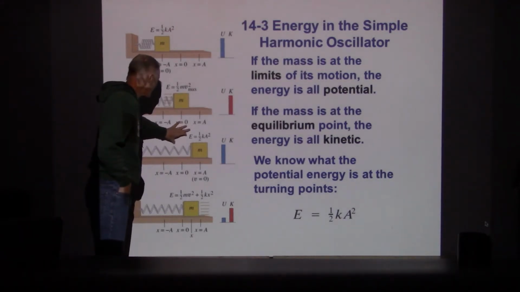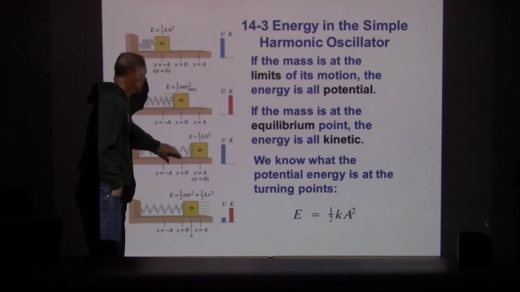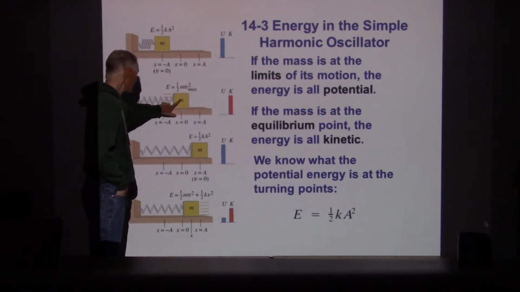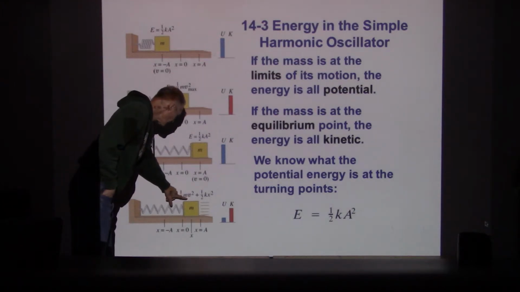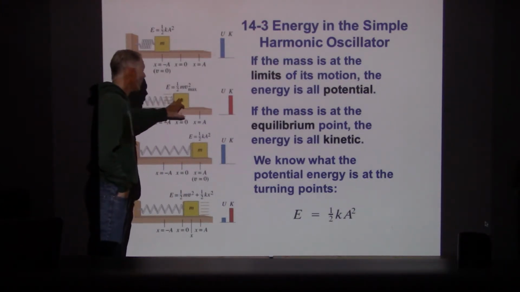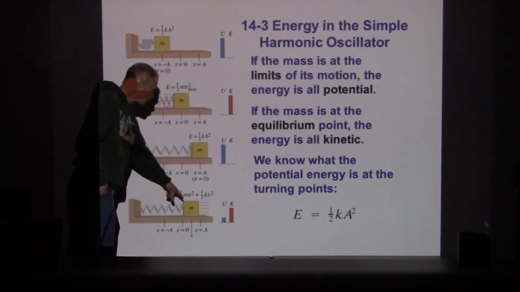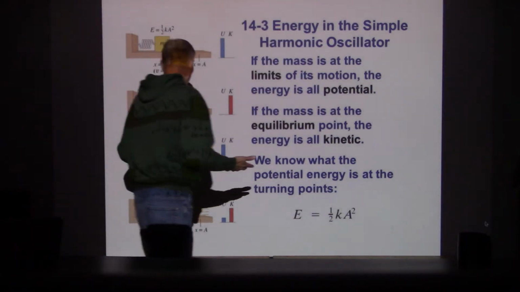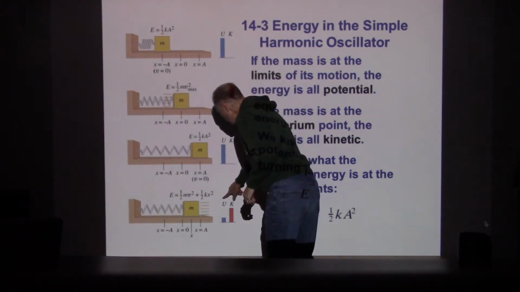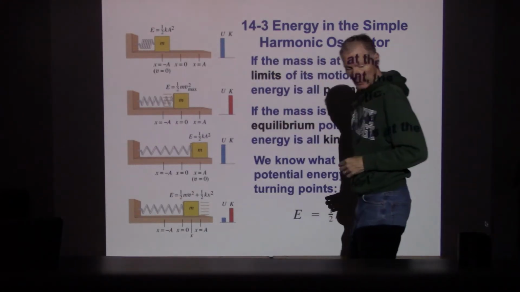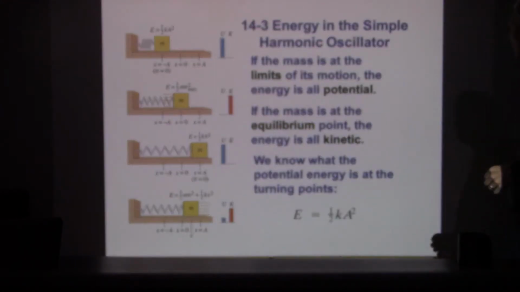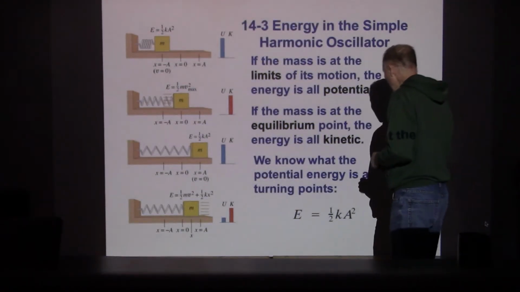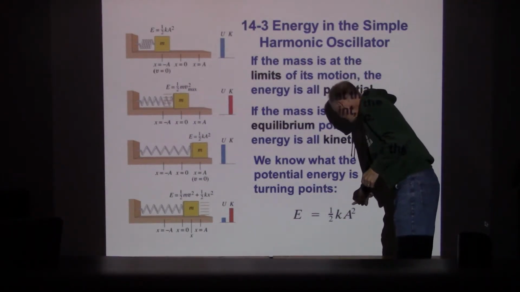Okay, so I feel like we've set this up pretty well. So again, as we're going through equilibrium here, all of it's kinetic. Now, what they've done in that last drawing is they've shown an intermediate point between the equilibrium point and the amplitude. And at that point, the energy is shared. Some of it will be potential, some will be kinetic, but it will still be a total amount of 1/2 kA squared.